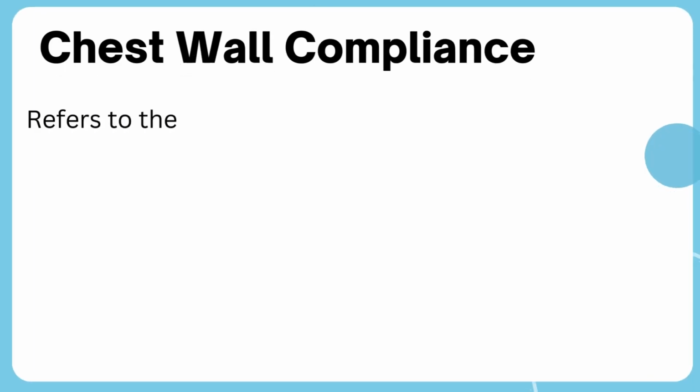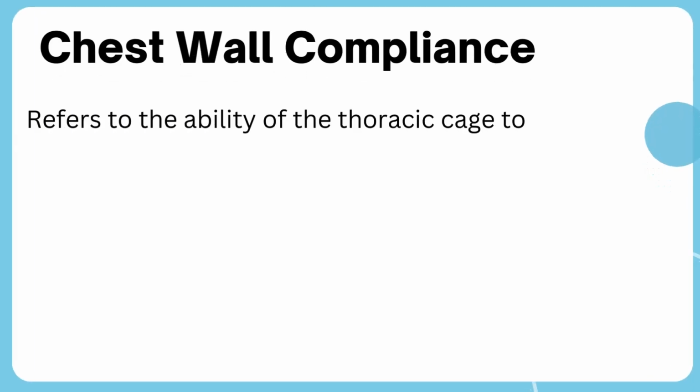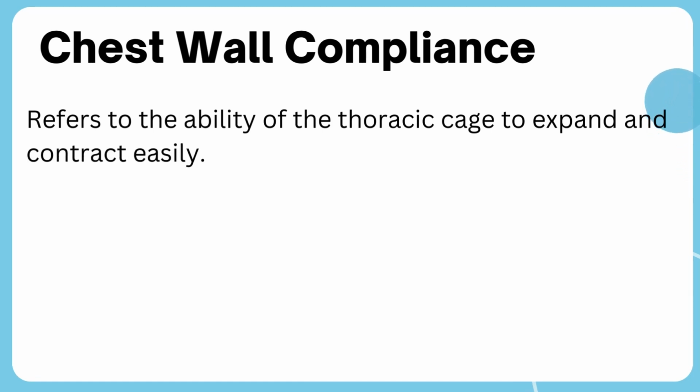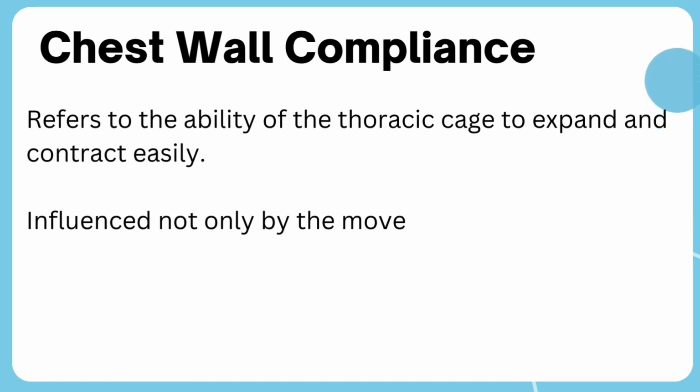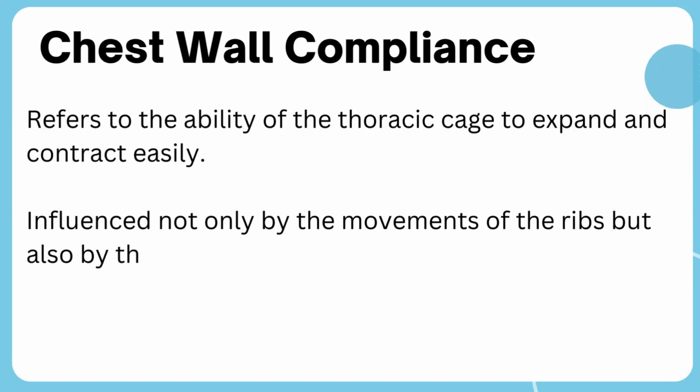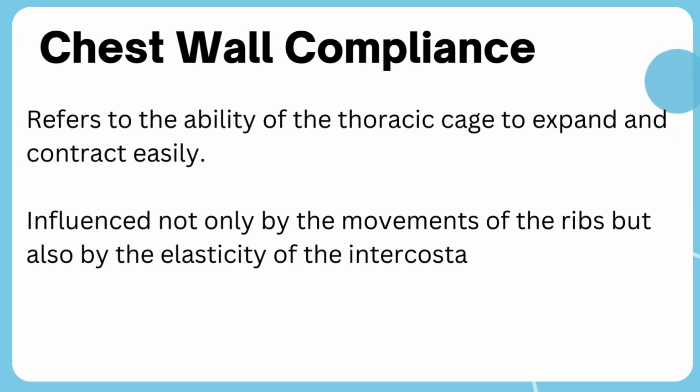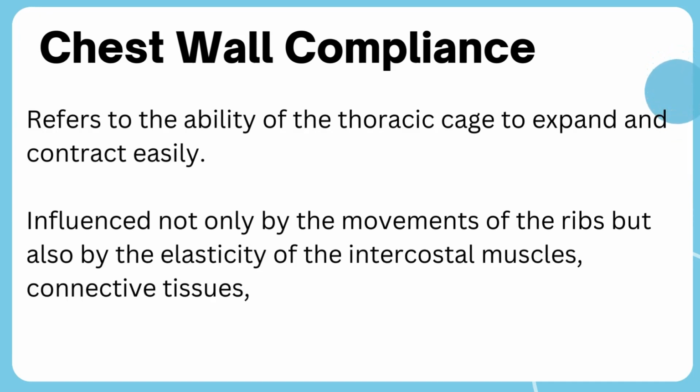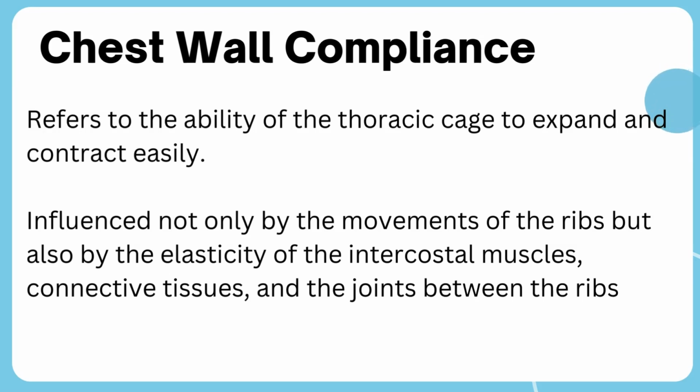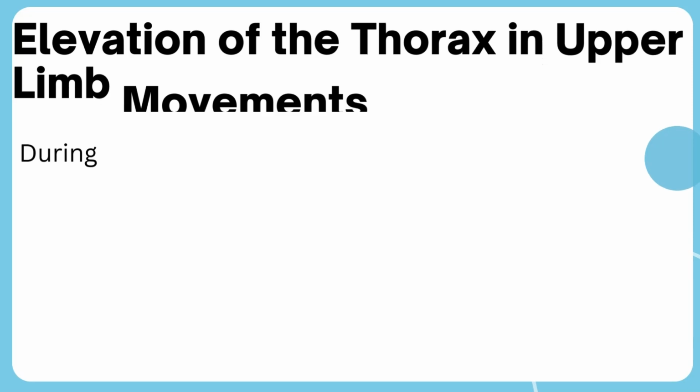Chest wall compliance. Chest wall compliance refers to the ability of the thoracic cage to expand and contract easily. It is influenced not only by the movements of the ribs but also by the elasticity of the intercostal muscles, connective tissues, and the joints between the ribs and the spine. Changes in chest wall compliance can affect respiratory function.